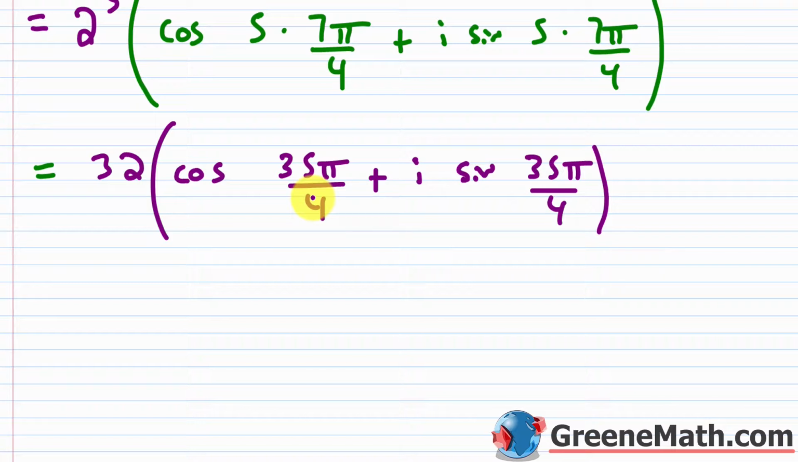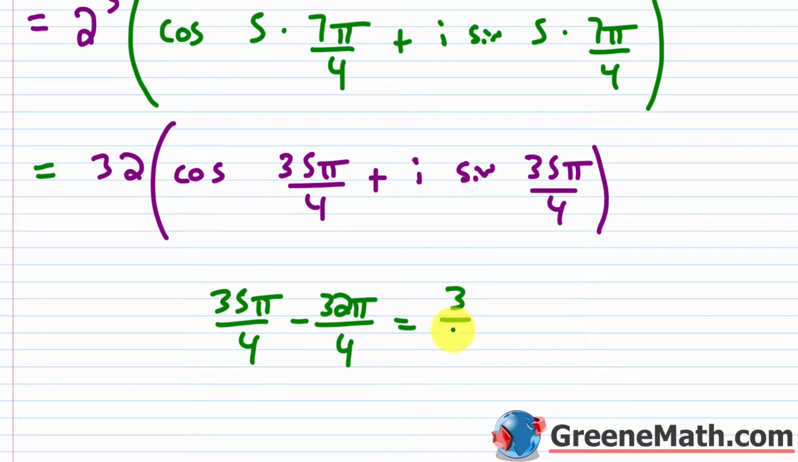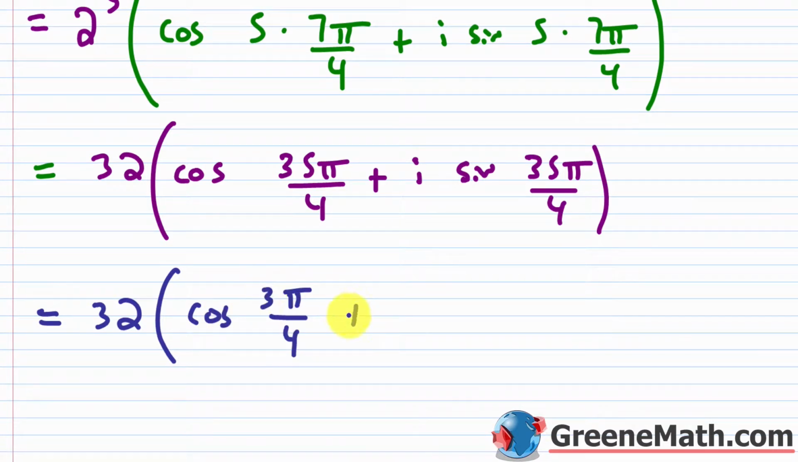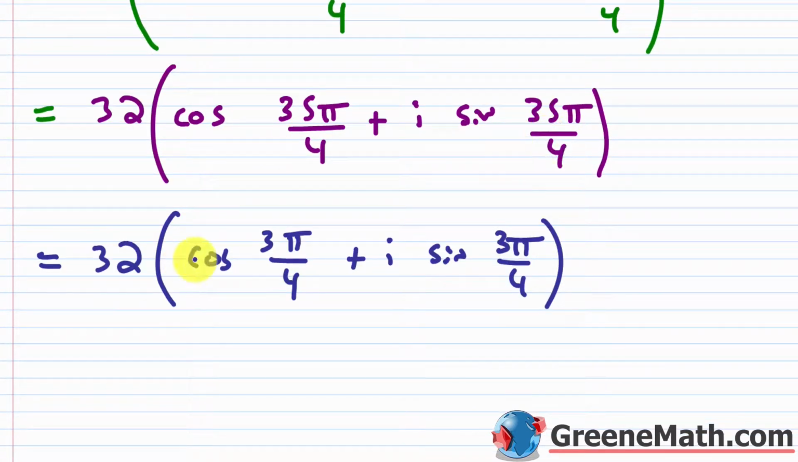So that tells me if I think about 2 pi, 4 pi, 6 pi, 8 pi, I would want to subtract 8 pi off to get myself a coterminal angle. So if I did 35 pi over 4 minus 8 pi, of course I could write this as 32 pi over 4, this is 3 pi over 4. Okay, so that looks a little bit easier to work with, so I'm just going to change this. Again, some teachers require it, some don't care. So 32 times the quantity cosine of 3 pi over 4, then plus I times the sine of 3 pi over 4. Okay, so that's done. So if you want your answer in polar form, again, this one if your teacher doesn't care, this one if they do, okay?